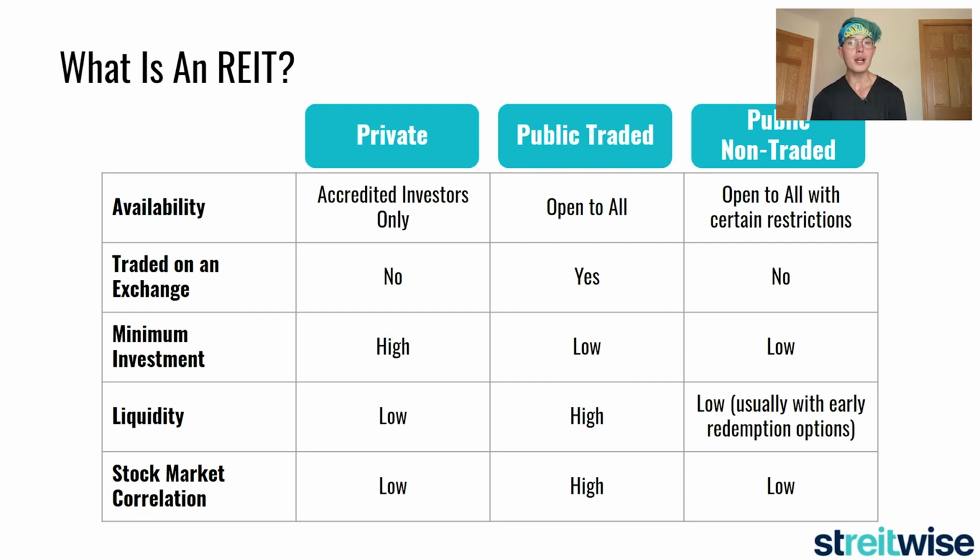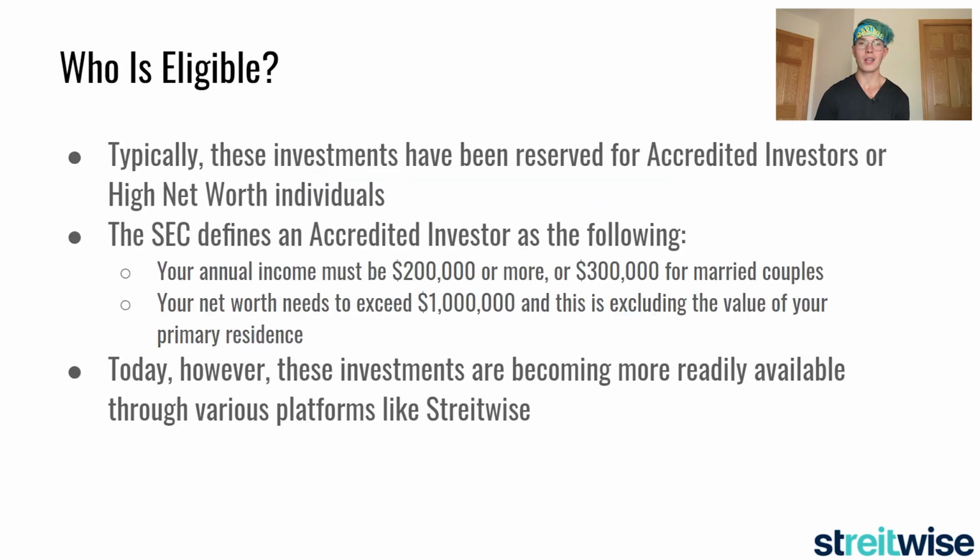Now, due to the liquidity of publicly traded REITs, they tend to have higher correlation to the stock market because similar to stocks, you can trade them directly from your brokerage account, which tends to drive a bit of a correlation between those different asset classes, whereas with private REITs and public non-traded REITs, that correlation is going to be lower. Now, who's actually eligible for these investments?